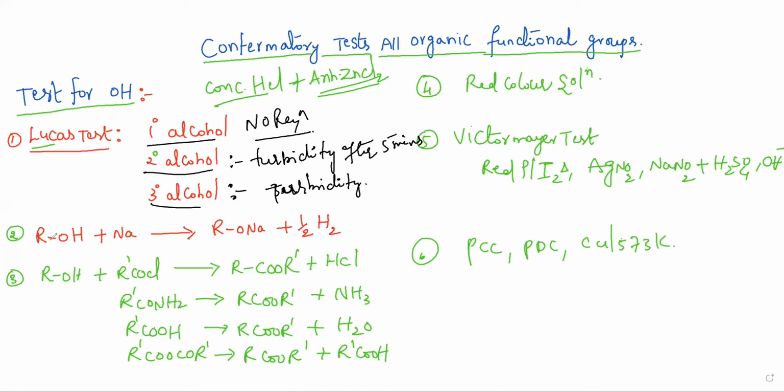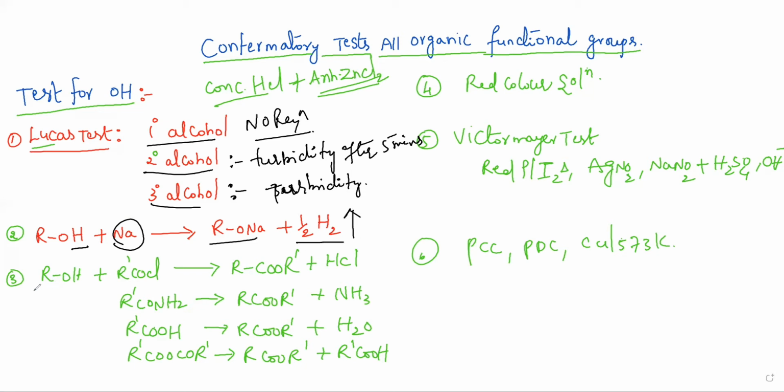Coming to test 2, which is reaction with active metals. When alcohols react with active metals like sodium or potassium, since sodium is more reactive than hydrogen, hydrogen is displaced by sodium. So we get sodium alkoxide plus liberation of hydrogen gas. Since it is a gas, we put an arrow mark in the upward direction.